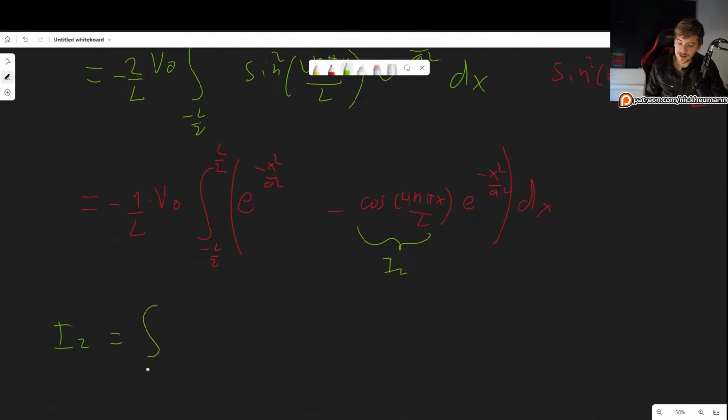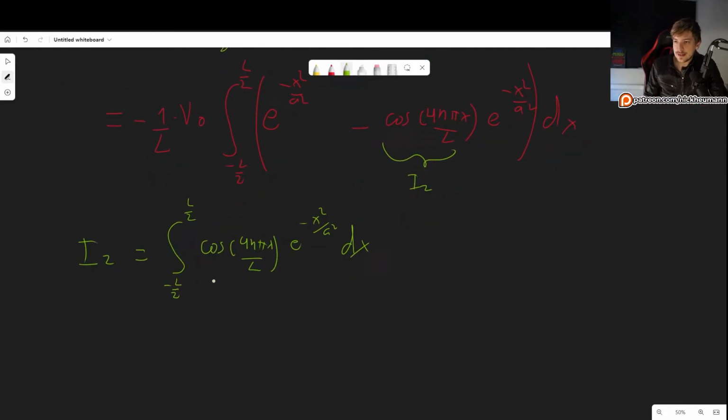So I2 is basically the integral from minus L over 2 to L over 2 of cosine(4n pi x over L) e to the minus x squared over a squared dx. So here, what do we do? Well, first of all, let's start by changing our limits of integration. Just as we did before, we can approximate this to be basically infinite because a is so very small. Now, what else? How do we solve this?